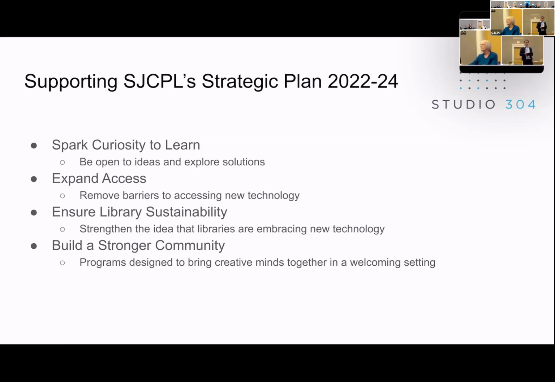So that's awesome too. The third point is ensuring the library's sustainability, because a lot of people, when they think of libraries, think of a dusty hall full of books, right? But in Studio 304, we're exploring new technologies. We're opening up new possibilities. So it's a nice vehicle to keep the library moving into the future, I guess is what I'm getting at.